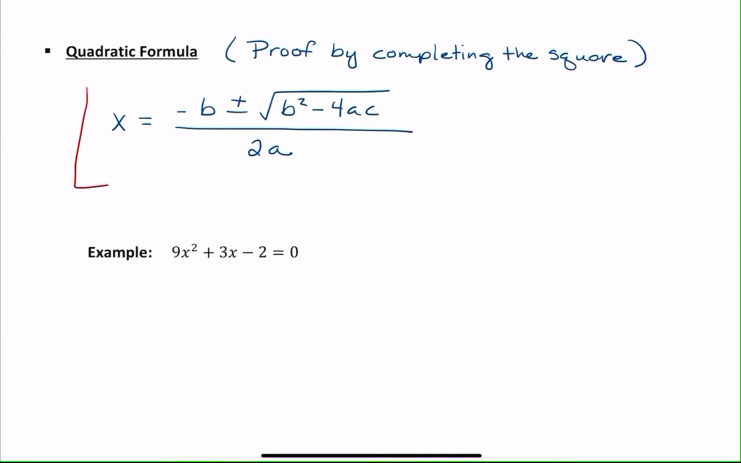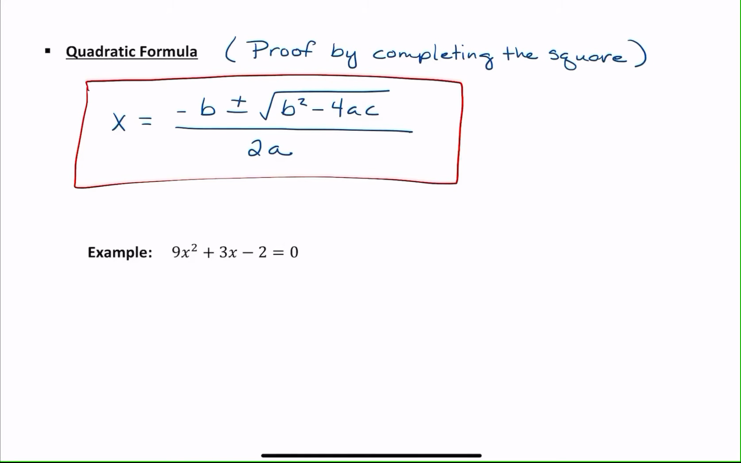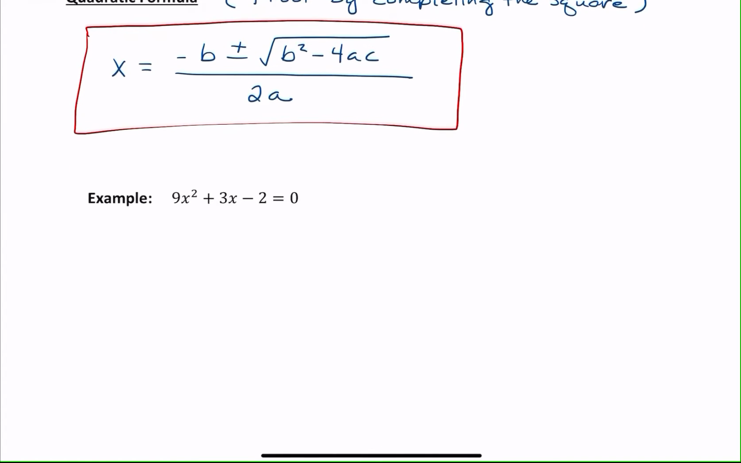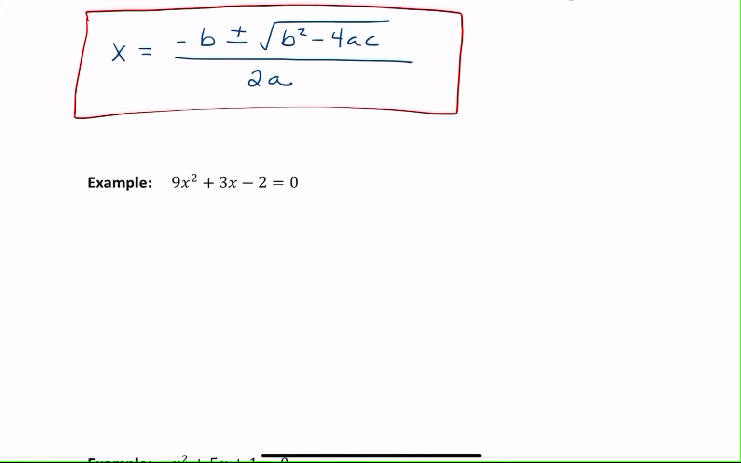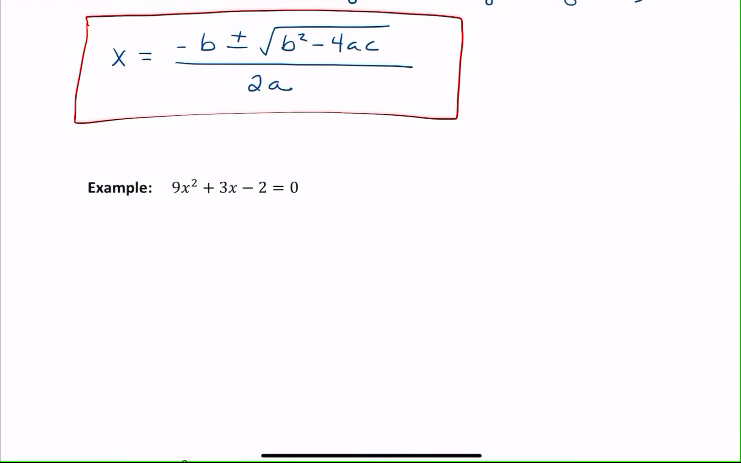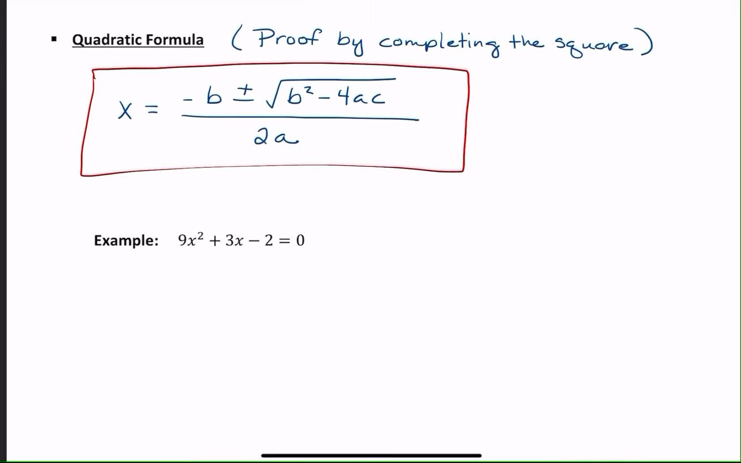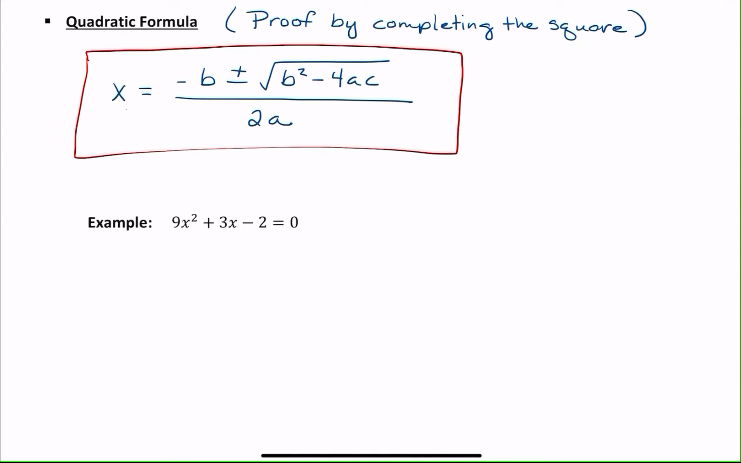You need to commit that to memory. It will not be given to you as a formula on the test. You will need to know it. So I recommend, just like I did with the slope formula, write it down every time and fill in the spots. But that formula does come from completing the square. But I just need you to memorize it. So when you have a quadratic that is not factorable or it's hard to solve, you can always plug it into the quadratic formula. The quadratic formula will solve for x no matter what type of quadratic it is.